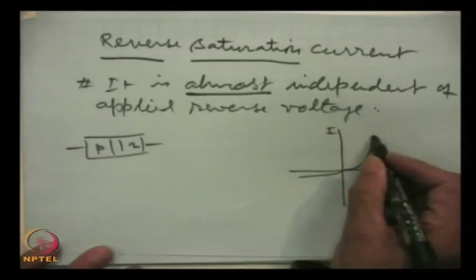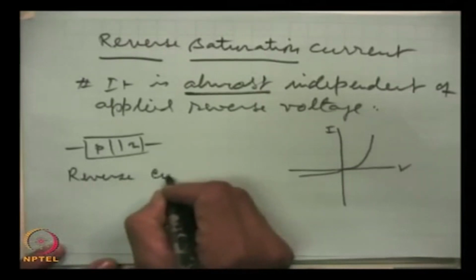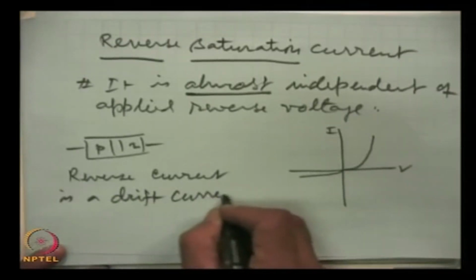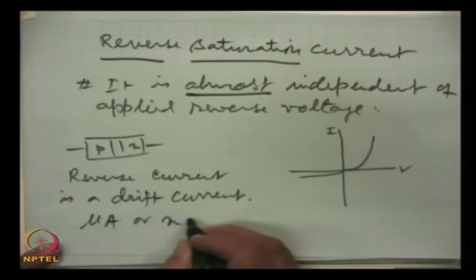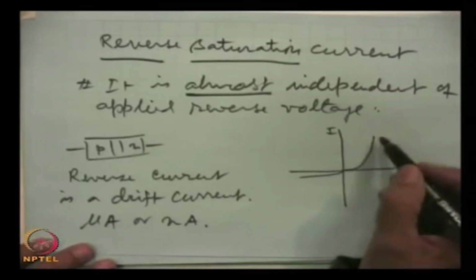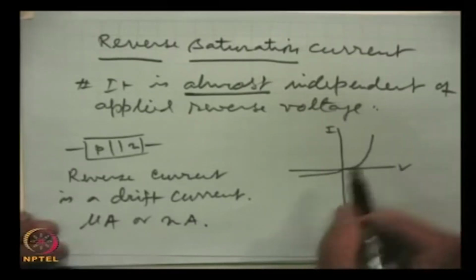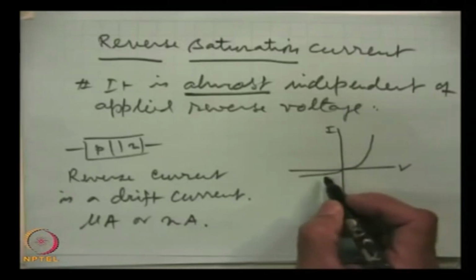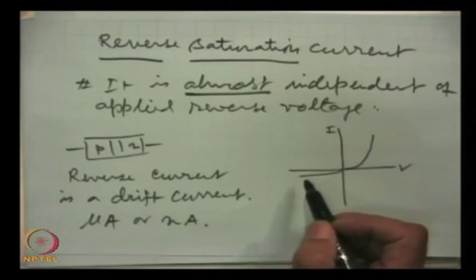So, these are the IV characteristics. Forward current was this, and this reverse current is a drift current. This is not diffusion, it is drift current, and this is in microamperes or nanoamperes, very small, while this forward current is normally in milliamperes. Another very important point which we can derive from these reverse characteristics is that when we change the voltage significantly, there is an insignificant change in the current.